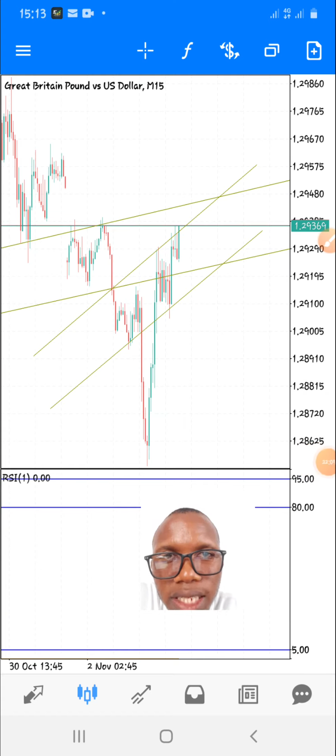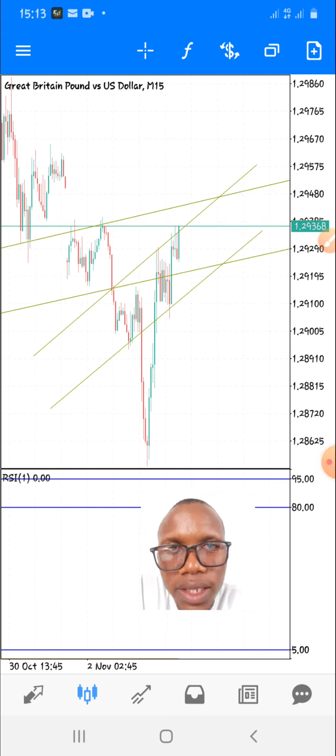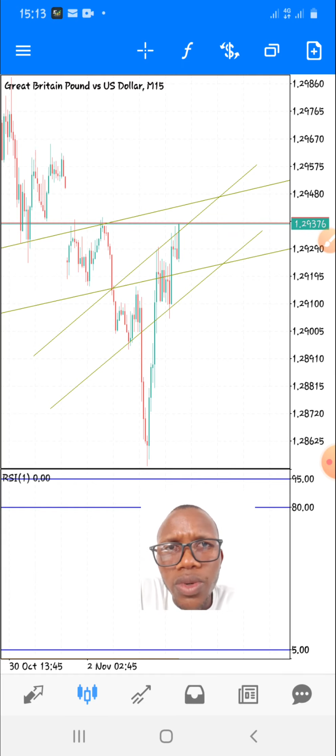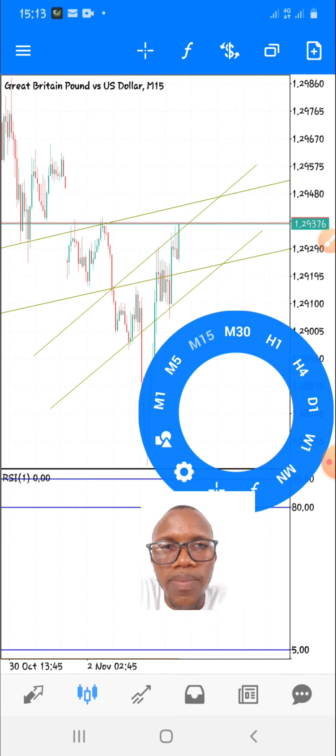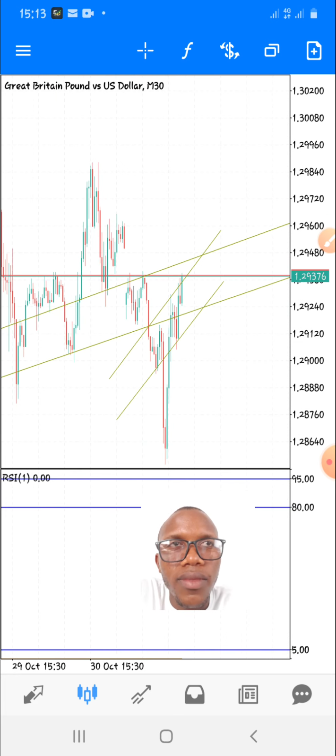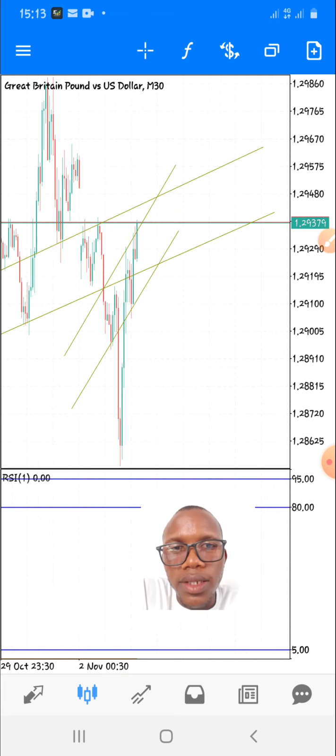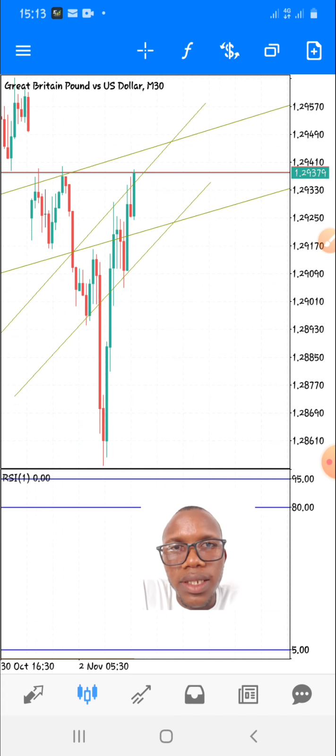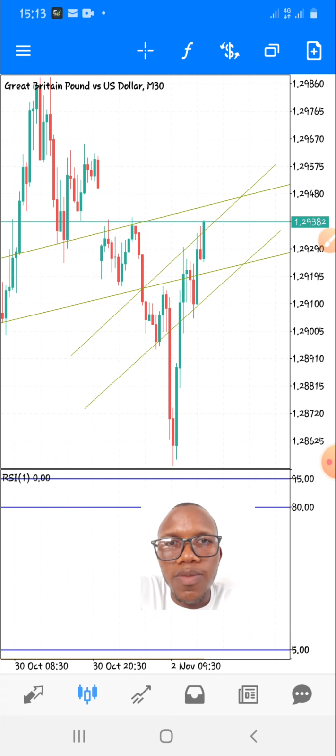Yes, so you can see now the price is moving. It is above the resistance area. So how do we find an entry here? Let's go back to the 30 minutes time frame. What we will do, let's expand a little bit.